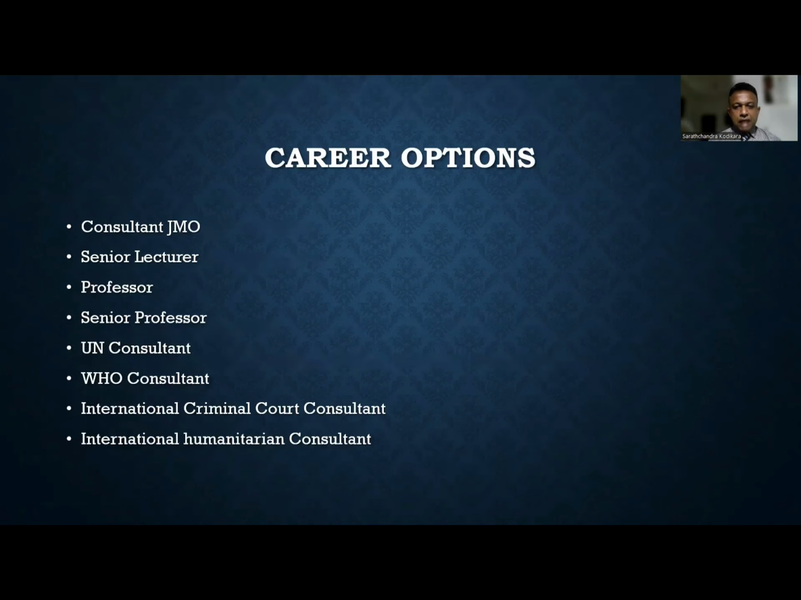The career options available for a board certified consultant. He or she can work as a consultant JMO in the Ministry of Health. He can be posted as a senior lecturer, professor, or senior professor of a government university, can be posted as a United Nations consultant, also can be posted as a World Health Organization consultant in forensic medicine, can work as an International Criminal Court consultant in forensic medicine, and also can work as an International Humanitarian consultant in forensic medicine.